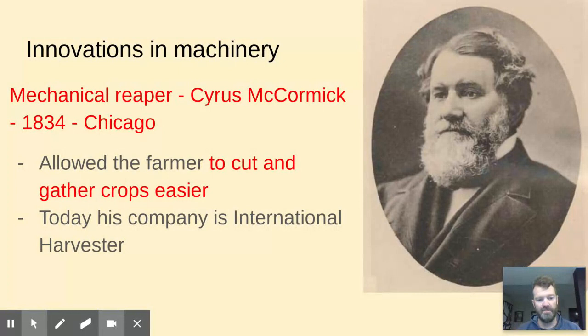The mechanical reaper allowed the farmer to cut and gather crops easier. So you cut down on the human labor a lot more. It became way less labor intensive. And it became more extensive farming because you could farm way more land now and make more money because you had this machinery to make your life easier.